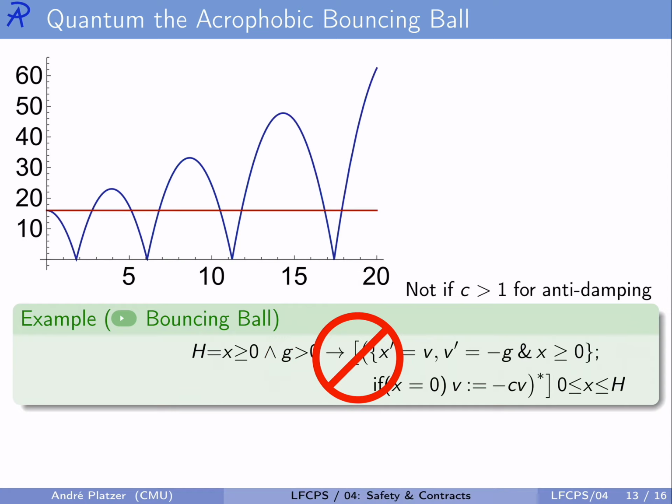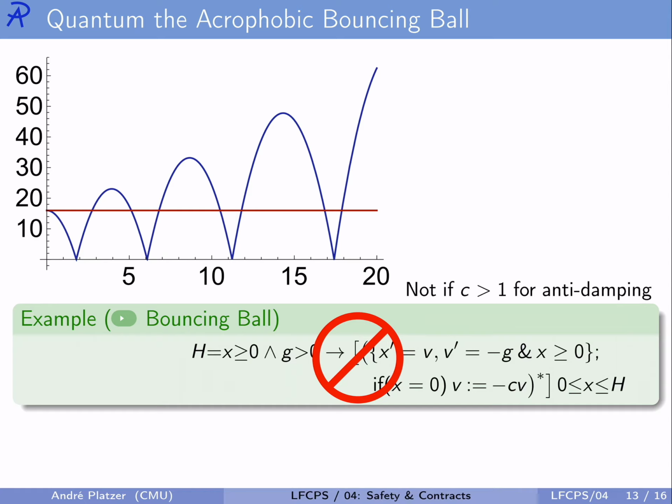Yes. If c is positive and bigger than 1, then it will be anti-damping. It will fall down, be actively pushed back from the ground, jump up faster than it used to, and in particular higher, and jump up faster and higher, and faster and higher. Possibly a lot of fun, but dangerous for acrophobic bouncing balls.